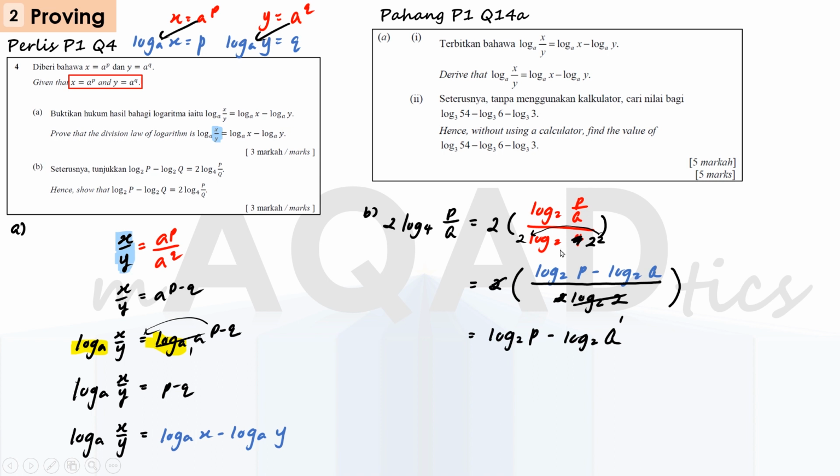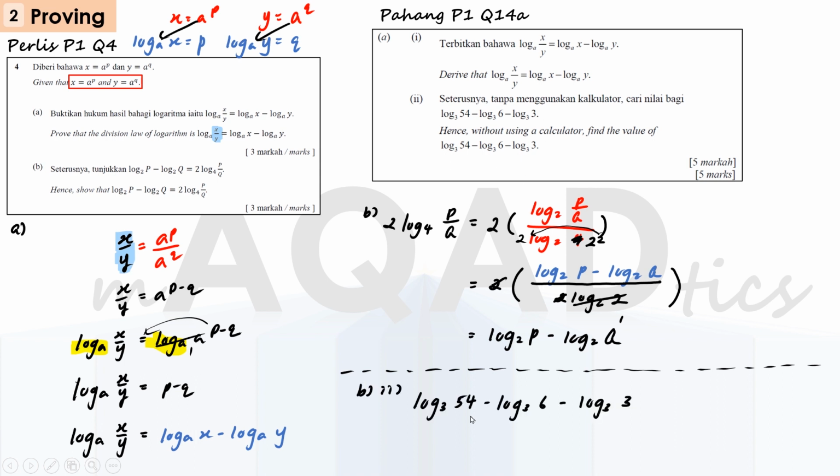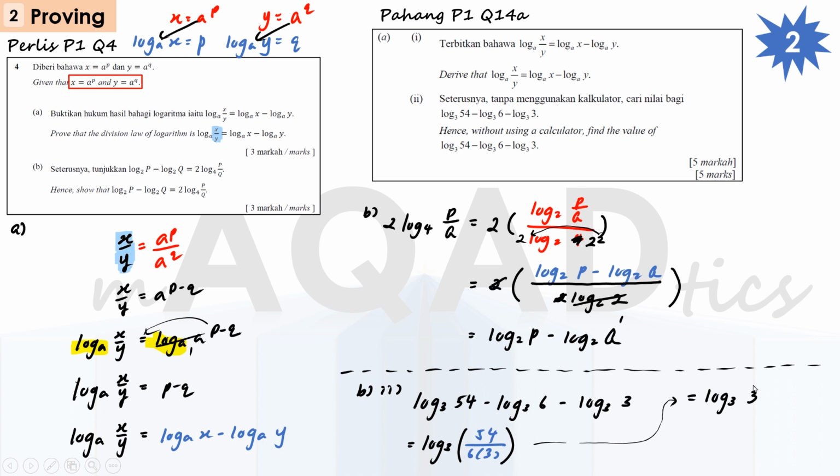Alright, and for the Pahang question here, it also says hence without using calculator, find the value of this one. Okay, so let's use the formula from here to solve this. This one is just very straightforward. This is minus, so we just need to divide the values. 54 divided by 6 divided by 3, and you will get the value of 3, and again the base and the value is 3, so the final answer would be 1.